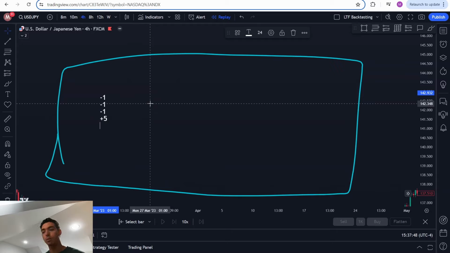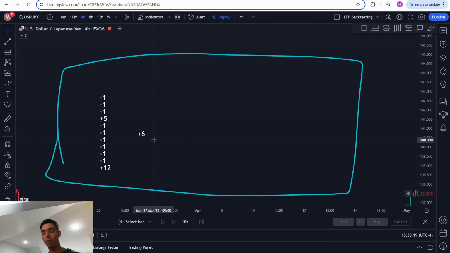Let's say they then lose again, minus one, another one, another one, another one, another one, another one, plus 12. So what is this? 1, 2, 3, 4, 5, 6, 7, 8, 9 losses, and plus 17 on the win. So that would be what? Plus six. So their overall RR is plus six. So they're still profitable, even though they lost so many more trades than they won.